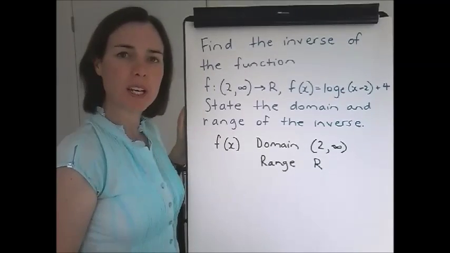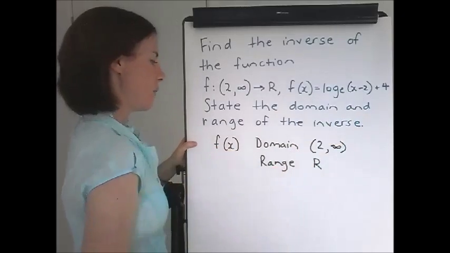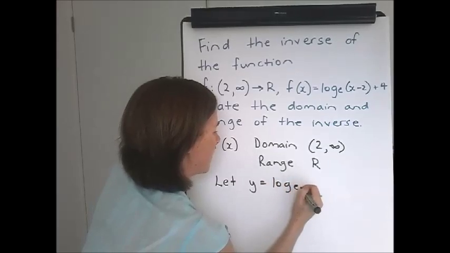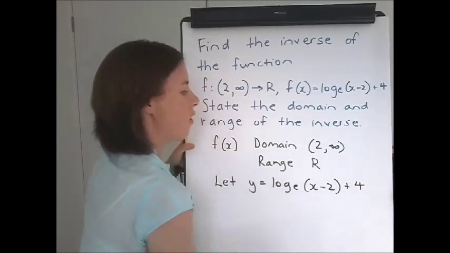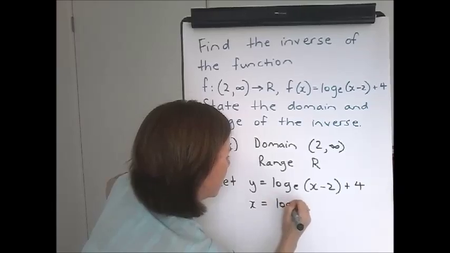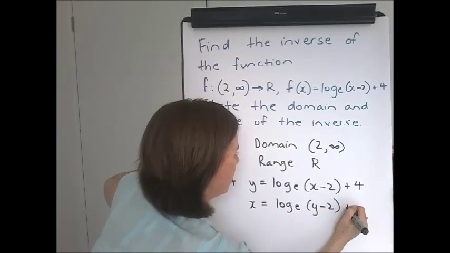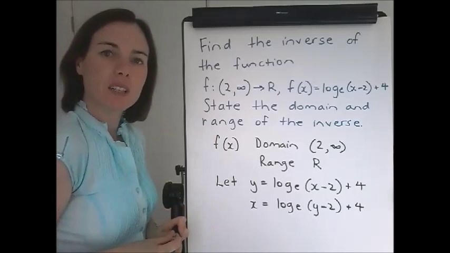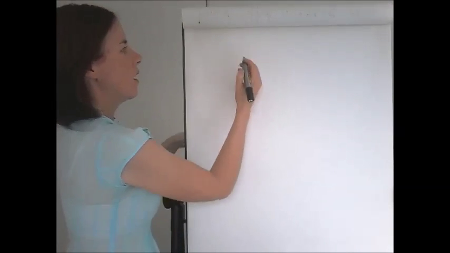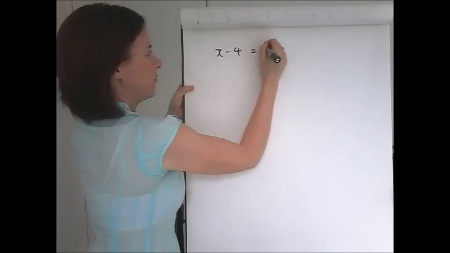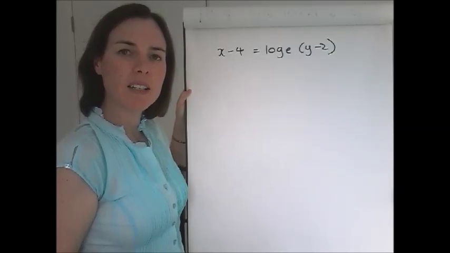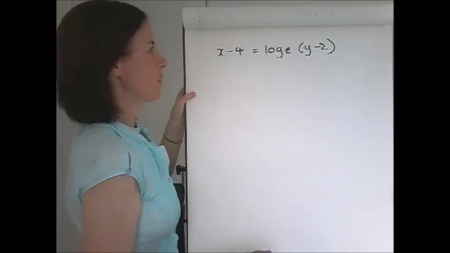To find an inverse, we swap x and y, but there's no y mentioned anywhere here, so I'm going to say let y equal log base e of (x take 2) plus 4. And then I will swap x and y. So x equals log base e of (y take 2) plus 4. Now we'll go over the page. I'll move the 4 over to give us that. And now I need to rearrange the log into an exponential statement.